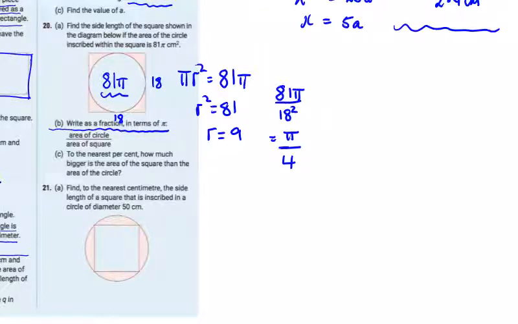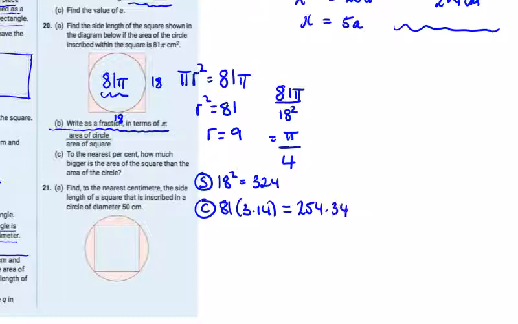And to the nearest percent, how much bigger is the area of the square than the area of the circle? Okay, 18 squared is 324 for the square, and the circle is 81 by 3.14, which gives 254.34. So the difference between them is 69.66, the difference between the areas.